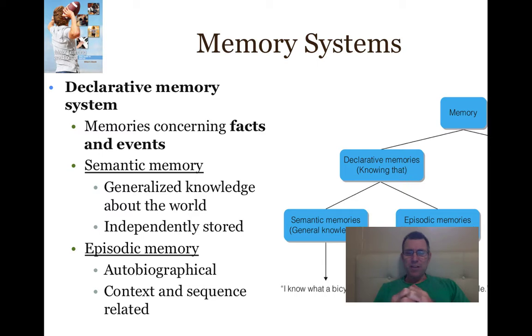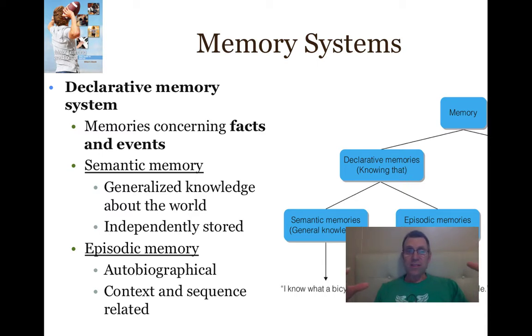So let's pick apart these memory systems. If you look at the graphic on the right, it's sort of a tree that's split in half, but at the very top is memory, and then we have two sides. We have declarative and procedural memory. Procedural memory is not on the slide right now, but within memory we have two branches, and the first one we're going to talk about is declarative memory.